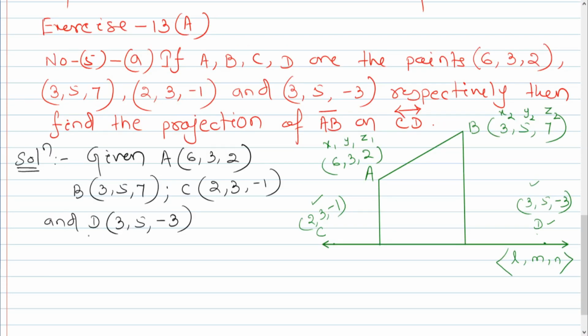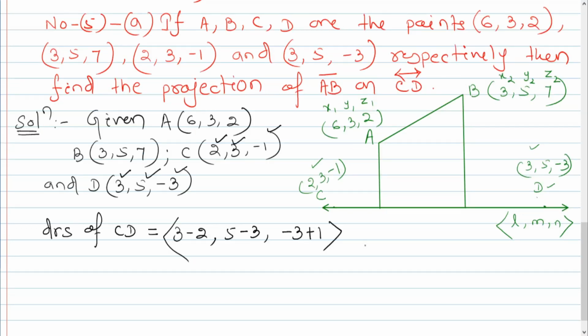Now we'll find the DCS of CD. DRS of CD, that is x2 minus x1, which is 3 minus 2, 5 minus 3, z2 minus z1, that is minus 3 minus 1 plus 1. This is nothing but 3 minus 2 is 1, 5 minus 3 is 2, minus 2. So this is the DRS of CD.